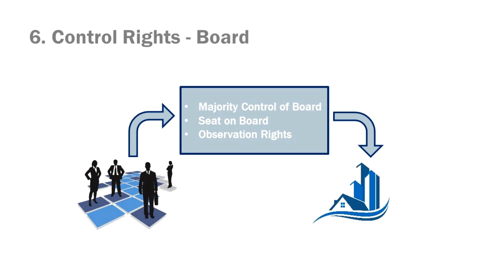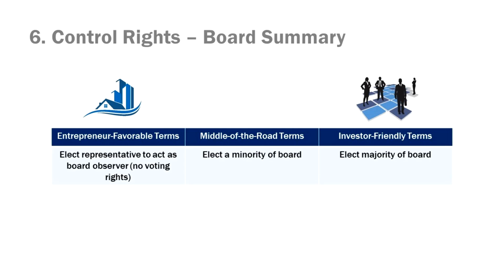Conversely, the right can be structured so that if the company fails to meet milestones or otherwise breaches contract terms, the preferred shareholders may acquire the right to elect a majority of the board. The range of provisions for board representation are summarized in the table.